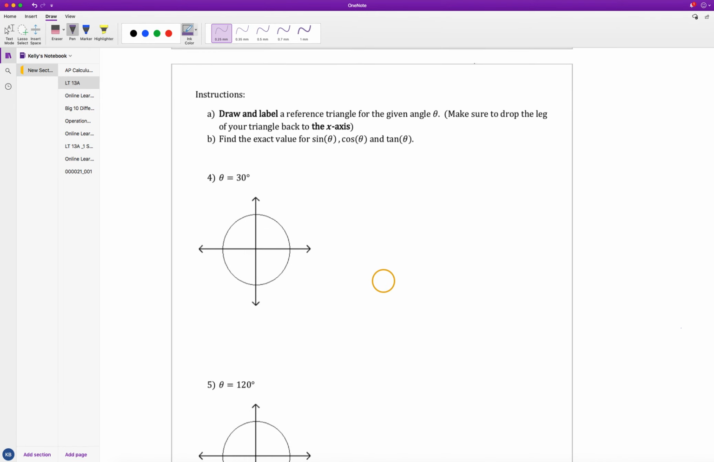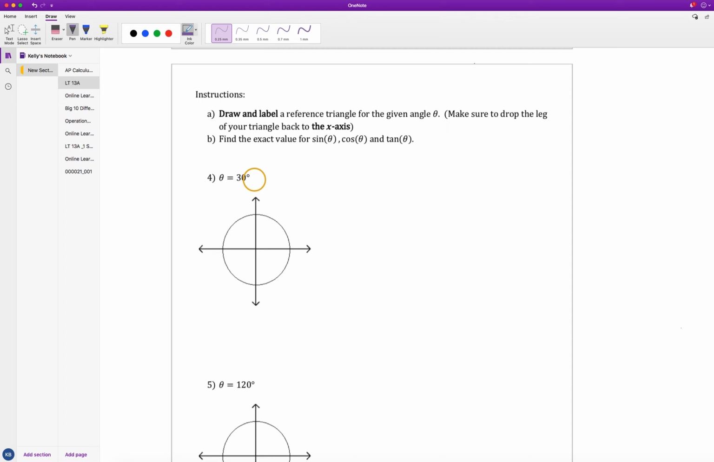So our instructions say draw and label a reference triangle for the given angle theta. And again, I'm reminding you to make sure to drop the leg of your triangle back to the x-axis, not to the y-axis. Then we'll find our exact values for sine, cosine, and tangent. And the first angle we're going to do is 30 degrees.